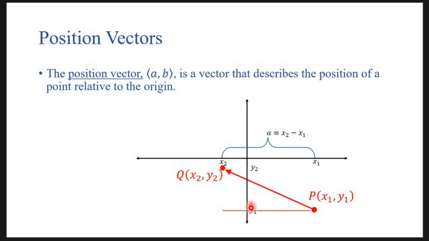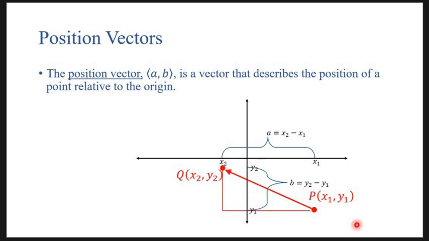In order to find the second component, which would be the vertical distance from the origin to my point, I just need to find that distance, y2 minus y1. You notice that creates this nice right triangle here, with the horizontal distance, or one leg of the right triangle, being A, x2 minus x1, and the vertical distance, B, being y2 minus y1.